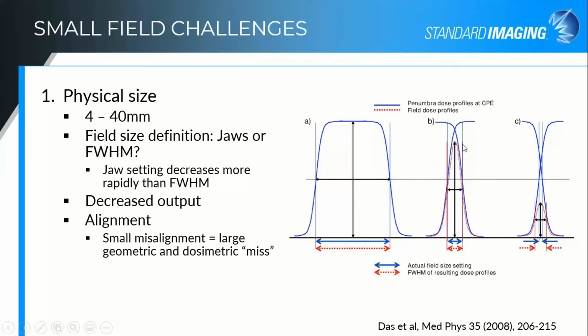You get decreased output, as you can see by the peak of the curve here, as you go to smaller fields. The other thing to consider is that alignment of your detector becomes more important as your field size gets smaller, because a very small geometric misalignment can translate into a very large, both geometric and dosimetric, error in your measurement.